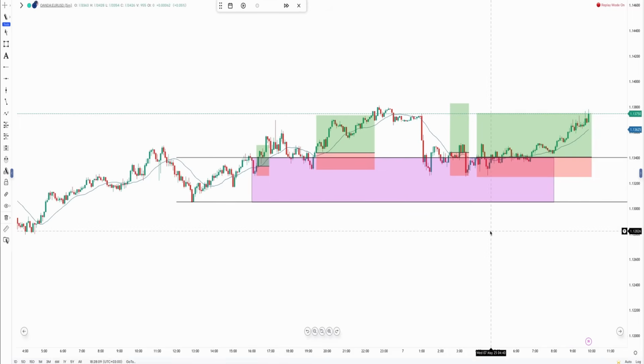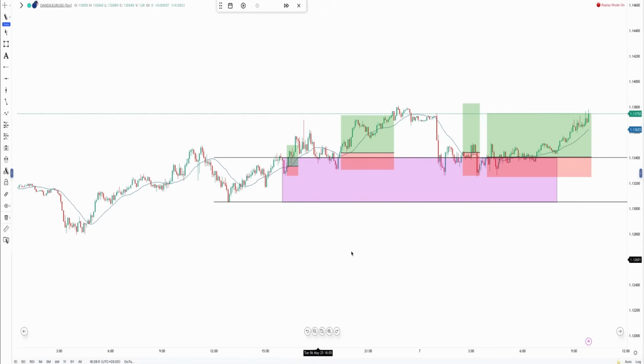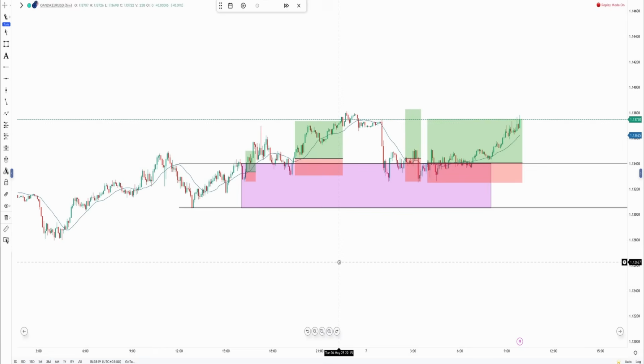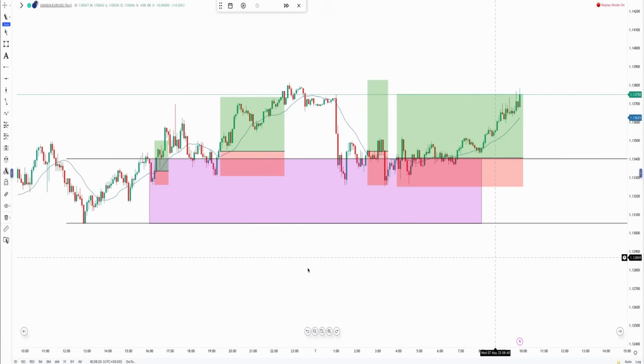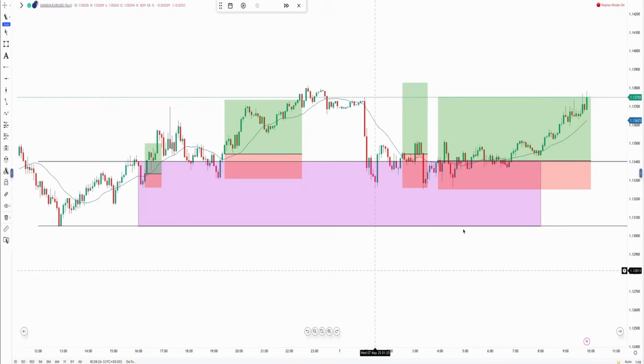So guys, you've seen how you can get multiple entries. Here we had 1, 2, 3, 4 entries on one setup. You guys have been asking me how you can get multiple setups, and you've been complaining about getting stopped out. Please try to follow this procedure and you get multiple entries for a single setup.